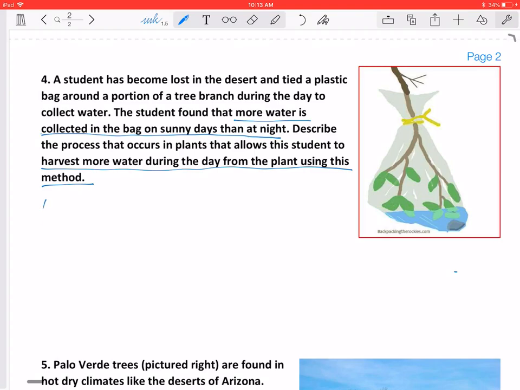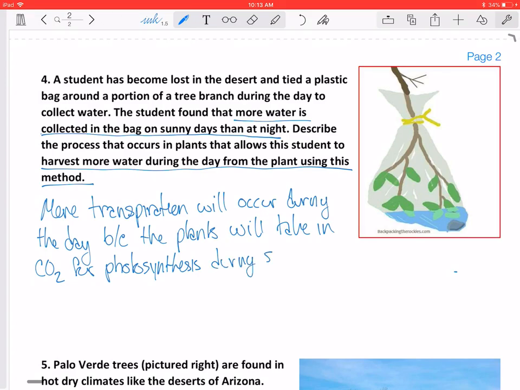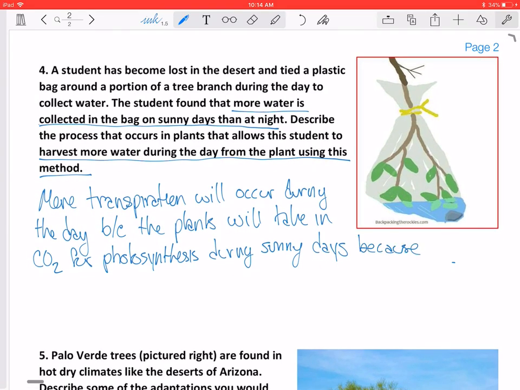Okay, so more transpiration will occur during the day because the plants will take in CO2 for photosynthesis during sunny days, because sunlight is a requirement for photosynthesis.